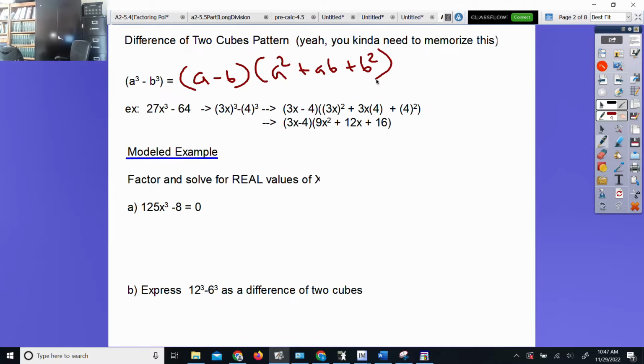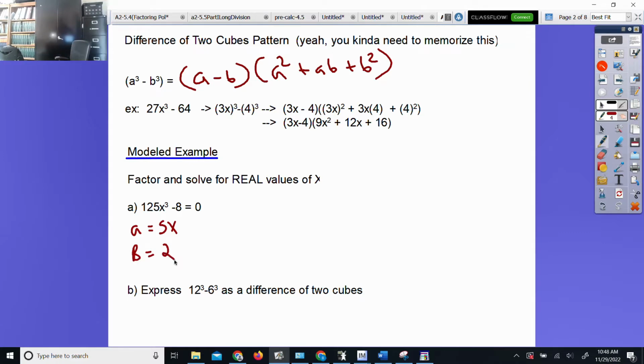So the first one up is factor and solve for real values of x. It does say real values of x. You have 125x cubed minus 8. What do you cube to become 125x cubed? 5x. This is why I've been asking you to memorize some of your cubes, so that you get to this and not be lost. What do you cube to become an 8?